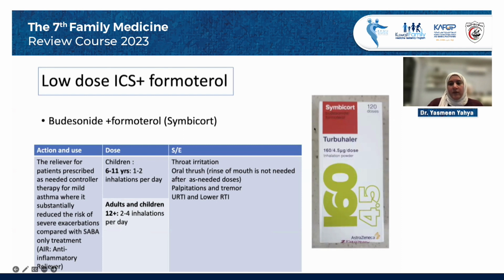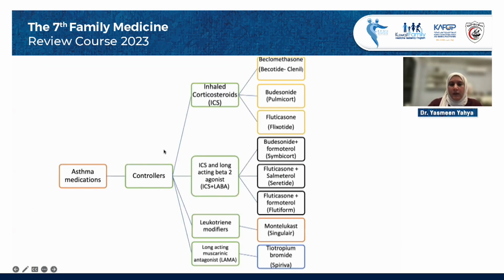And we said that we have the Symbicort that is licensed to be used as a reliever for patients who have, especially, mild asthma. Here we call it anti-inflammatory reliever or AIR. And also for those who are taking it regularly, as it's mentioned in the guidelines as MART, which is maintenance and reliever therapy. So these are the drugs that we have as relievers.